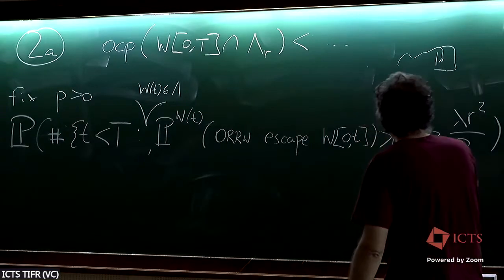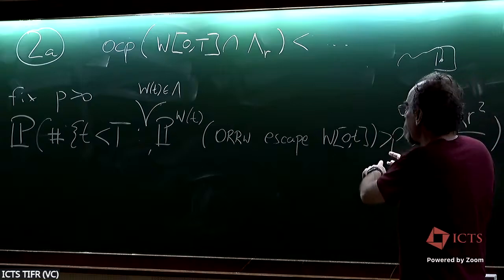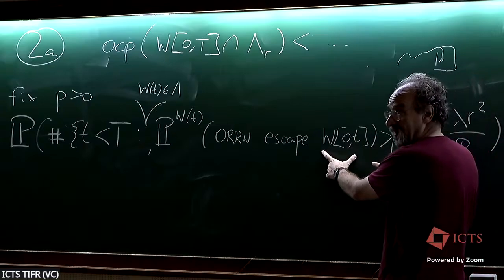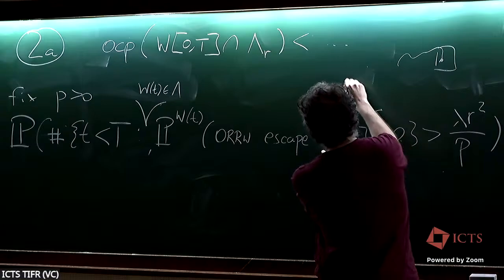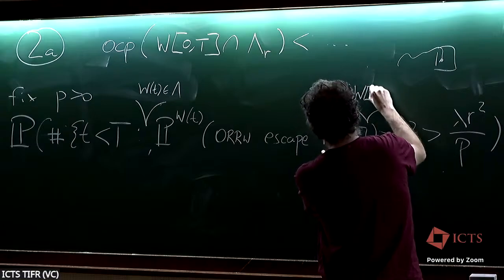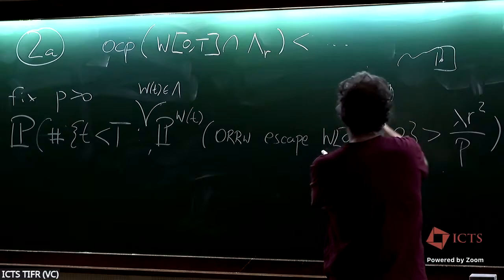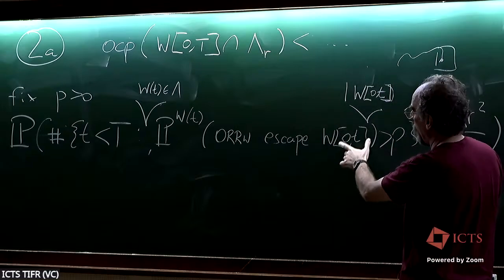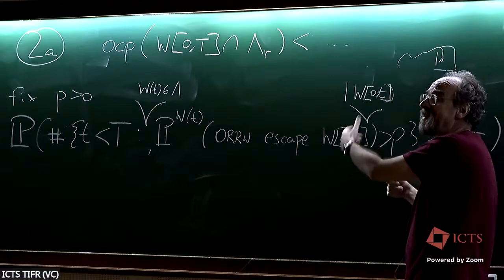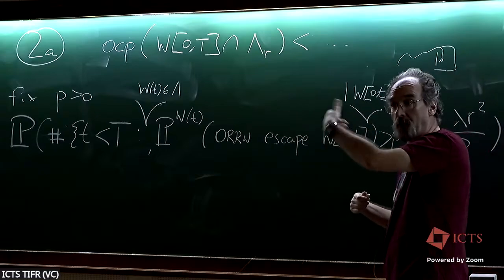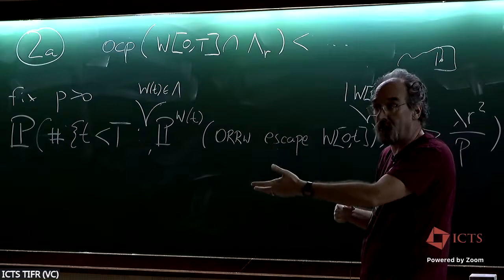And I'm saying, suppose this is an event on the past. So I should probably have put here conditioned on the past, if you like. This is an event on the past. The past is such that the probability to escape it is bigger than P.